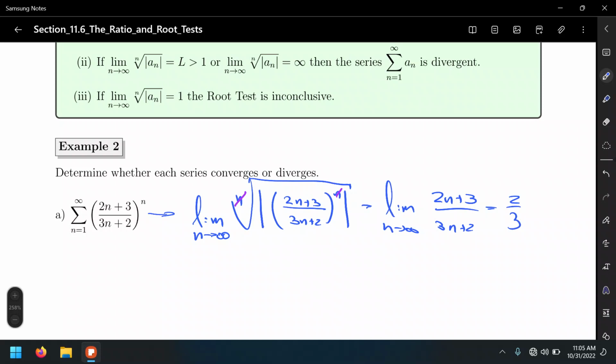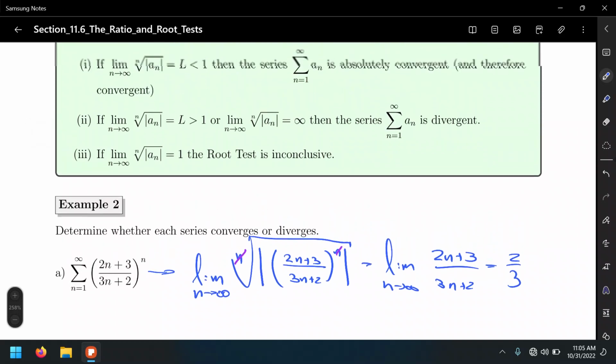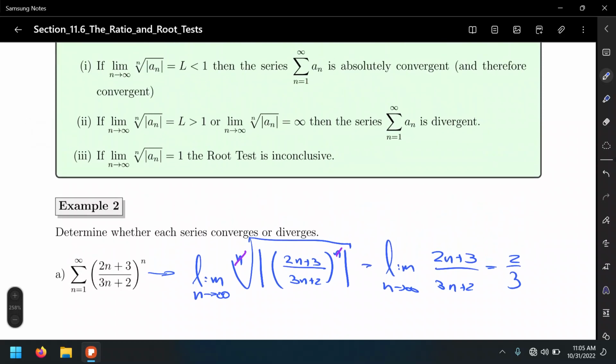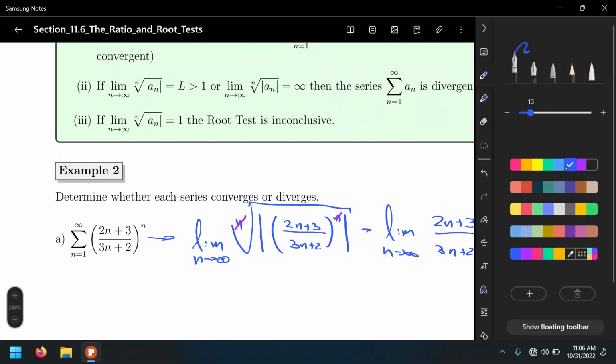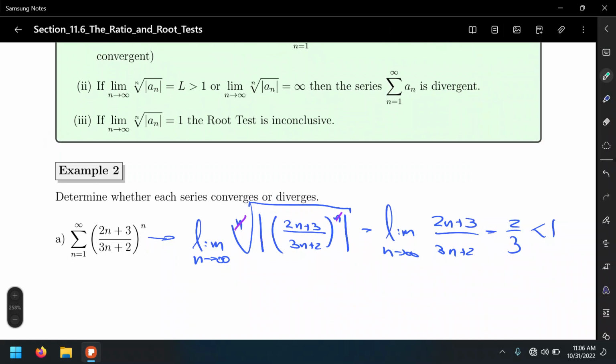Again, for this root test, we have to look for three possible case scenarios. Number one, that the limit we obtain is less than 1, greater than 1 or infinity, or equal to 1. In this case, it happens that 2/3 is less than 1. So for this reason, the root test tells us that it converges by the root test.